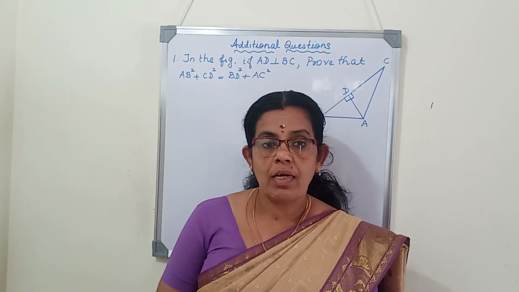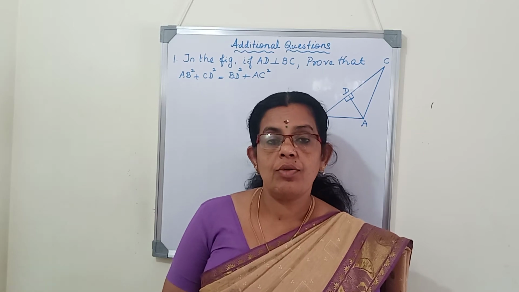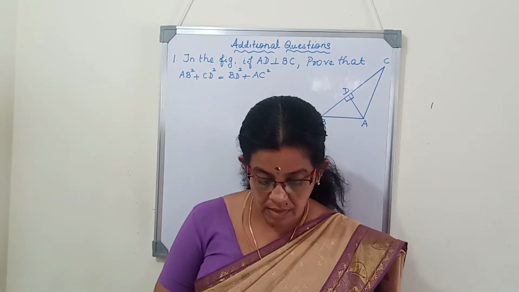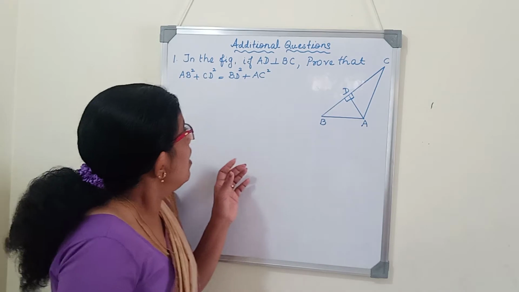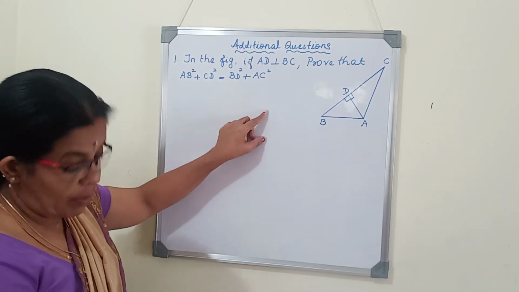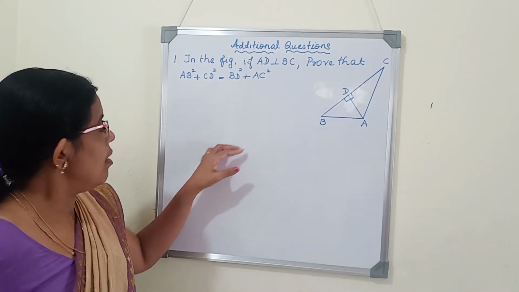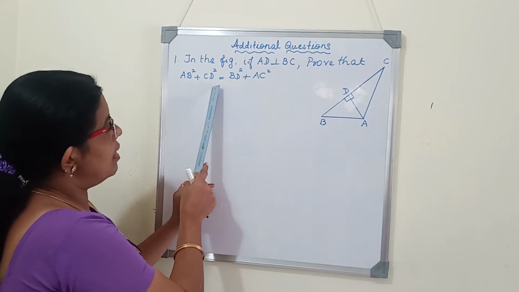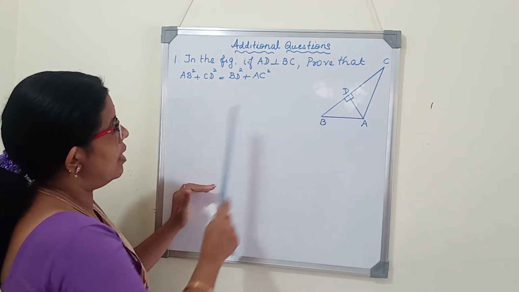In the last class we completed exercise 2.5. Today we will see a few additional questions. First question: in the given figure AD is perpendicular to BC. Prove that AB square plus CD square equals BD square plus AC square.